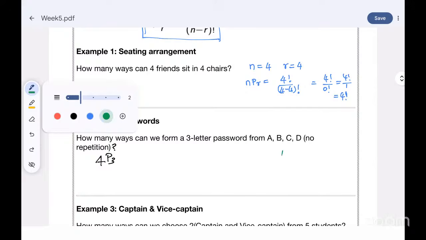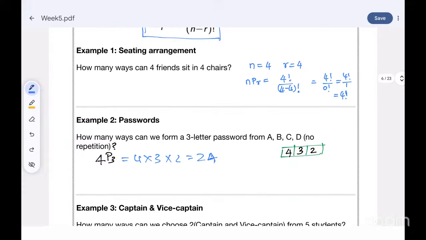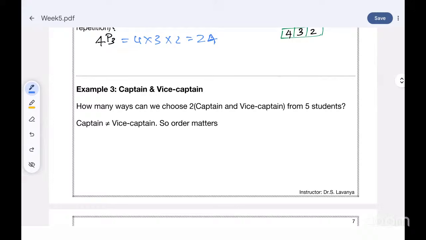A 3-letter password means you just have 3 boxes. In the first box, you have 4 options, and with no repetition, in the second box you have only 3, and then 2. So 4 into 3 into 2, which can be represented as 4P3, and it is 24. Is this fine? Yes, ma'am. So this is a very regular question in permutations and combinations.